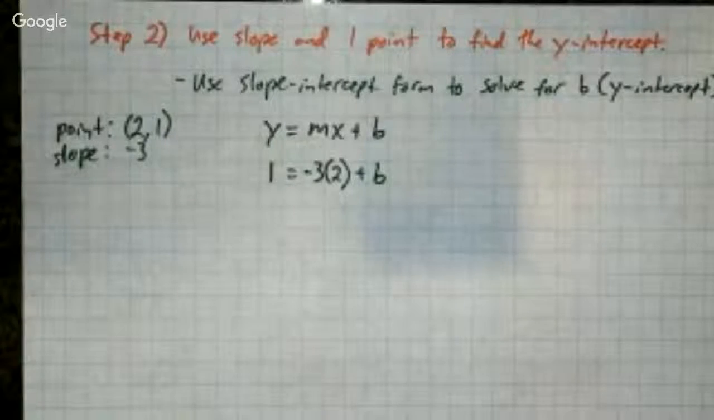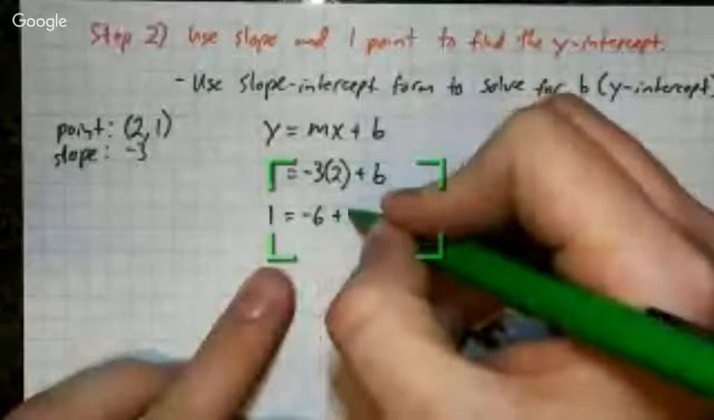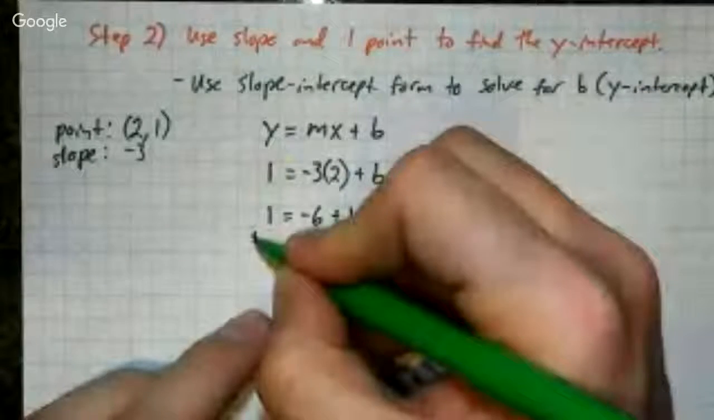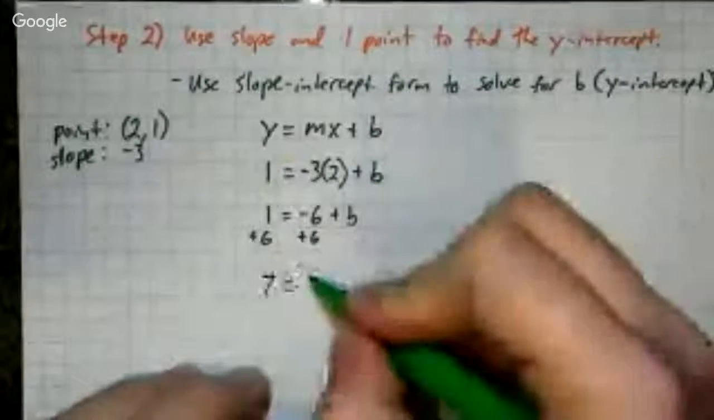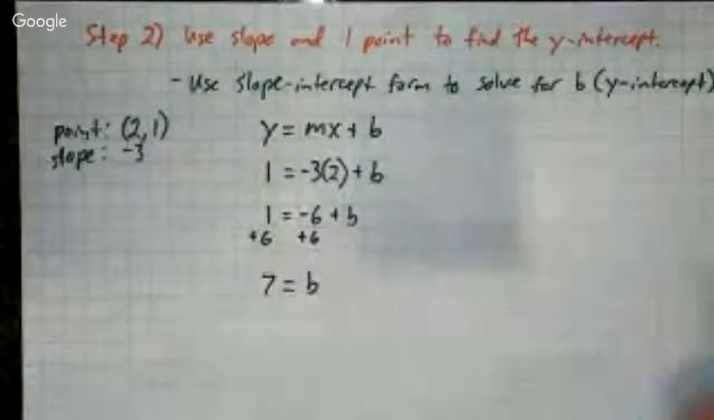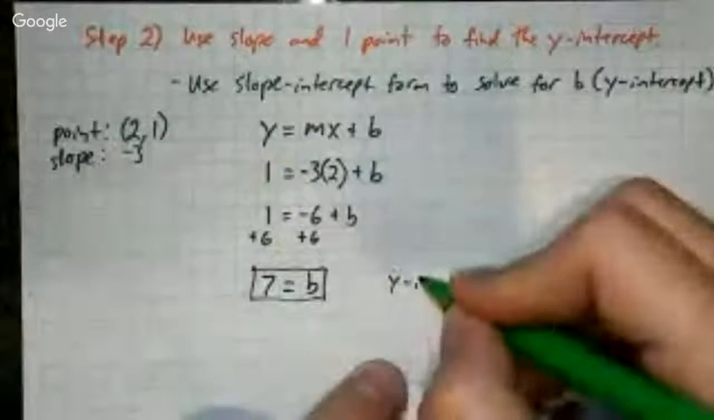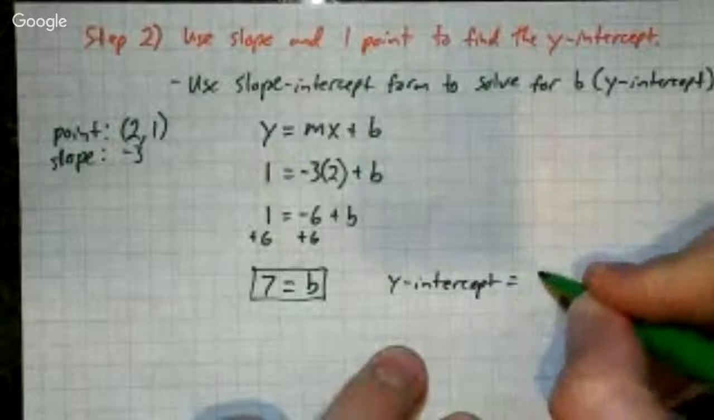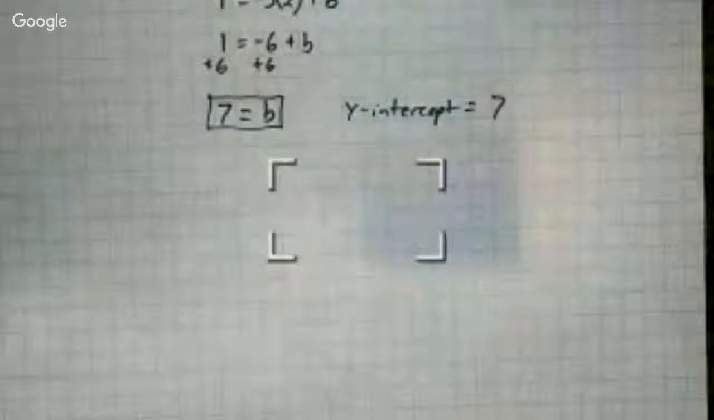First of all, let's simplify. 1 equals -6 plus b. So let's add 6 here, and that will give us 7 equals b. Oh, so we found our y-intercept. The y-intercept equals 7. Now we have all the pieces we need.